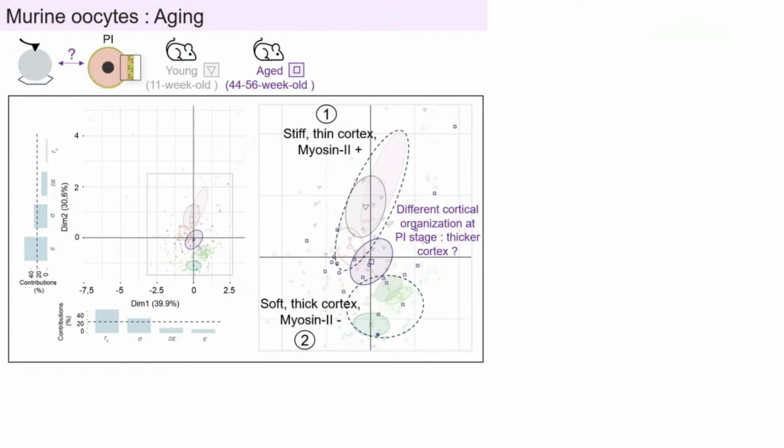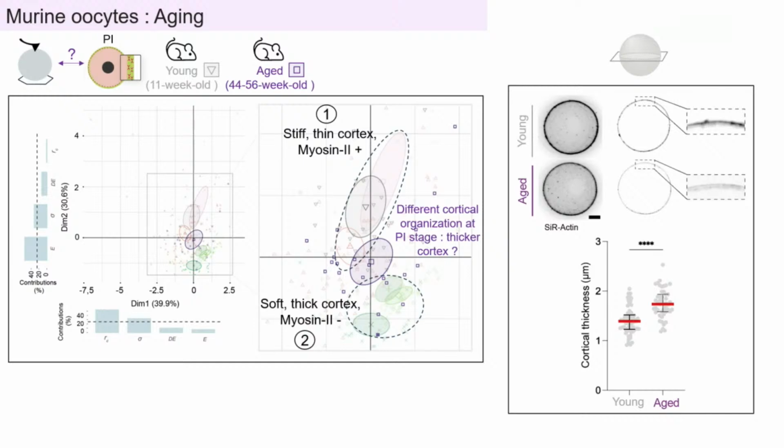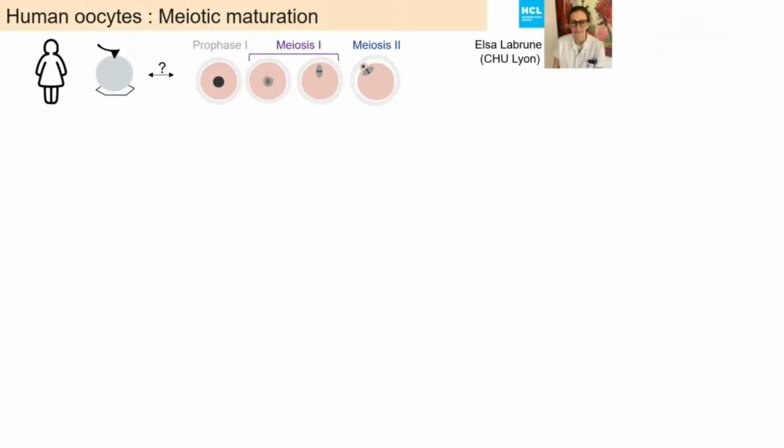In a way, it could suggest that maybe aged oocytes have a thicker actin cortex with a different organization than young oocytes. To test this hypothesis, we performed multiple measurements to characterize the actin cortex, and one of them was to measure the thickness. We found that indeed, in aged oocytes, the cortical thickness is higher than in young oocytes. So in a way, it showed that the relation between the mechanics and the cortical organization is also present in this kind of population. And more broadly, the maternal age affects the oocyte mechanics a lot. It makes them softer.